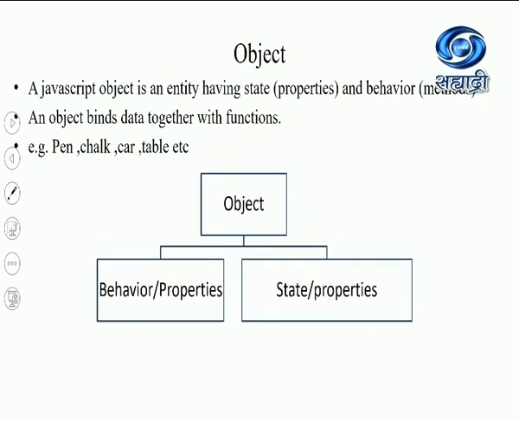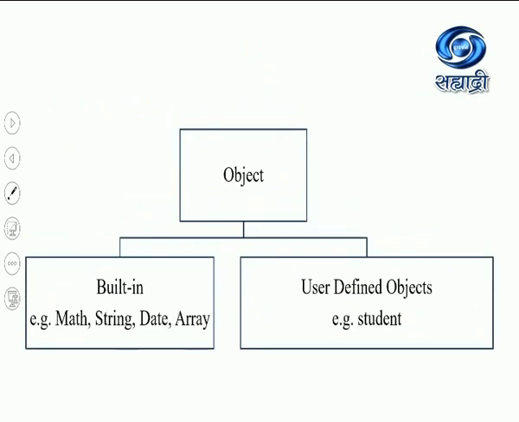So students, there are two types of objects supported by JavaScript. An object is a combination of behavior and state; you are supposed to remember this for the examination. As I said, there are two types of objects in JavaScript: built-in and user-defined. Built-in objects are math, string, date, array, etc. User-defined objects are the objects created by the user. For example, I can create a student object, a customer object, a chalk object, or a ball object.